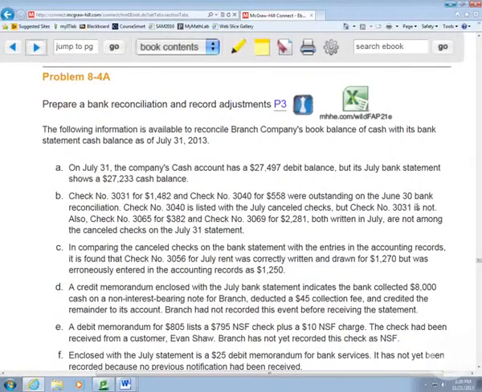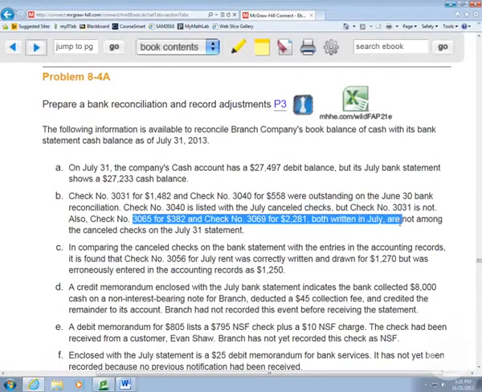Maybe on the exam I might tell you outstanding checks total that much, right? Here it's like they're making it a little bit harder for you to look for the information, right? But outstanding checks are what? Checks that you wrote, you reduced your cash balance, but the bank did not clear yet. Also, check number 3065 for 382 and check number 3069 for 2281, both written in July, are not among the canceled checks on the July 31st. What do we call those two checks? Outstanding. How many outstanding checks do we have in total?